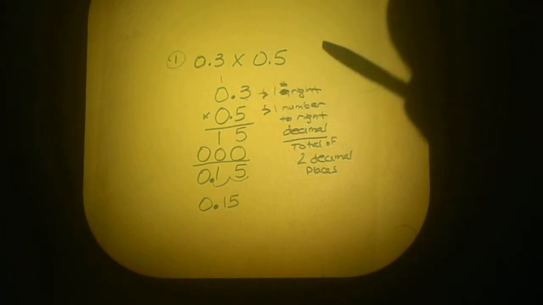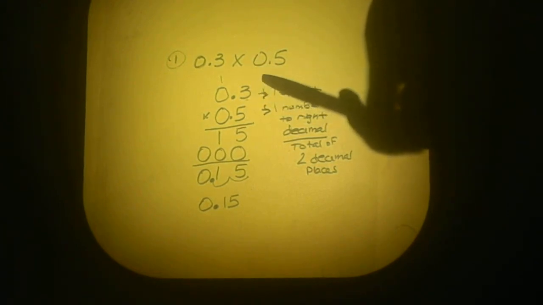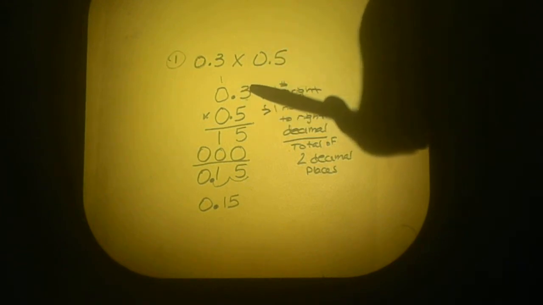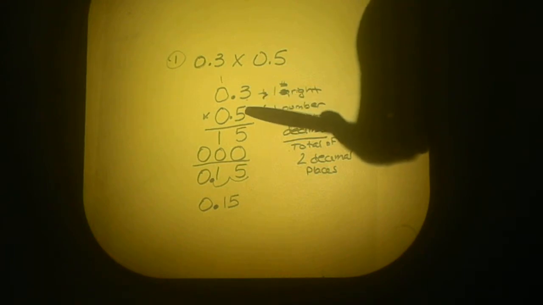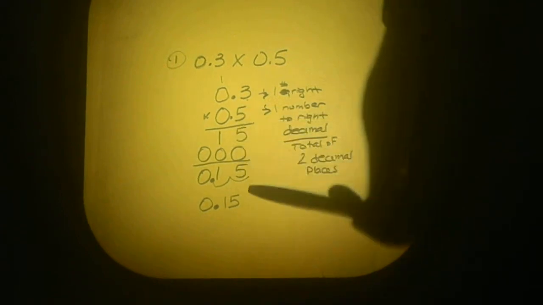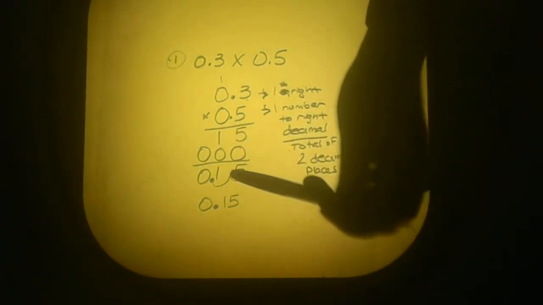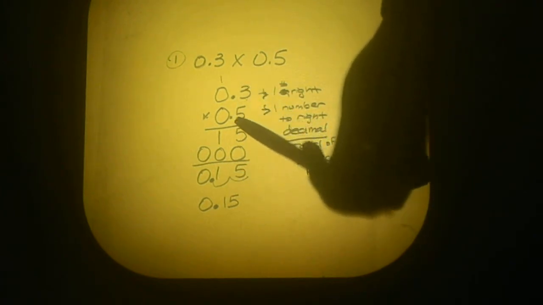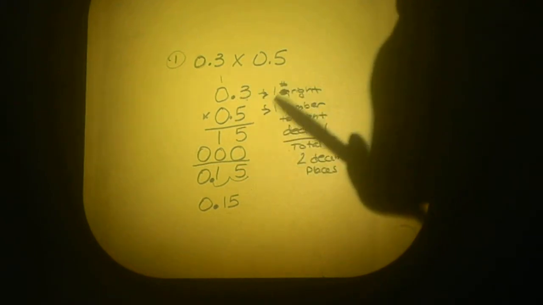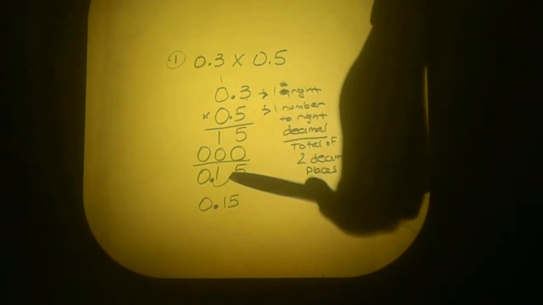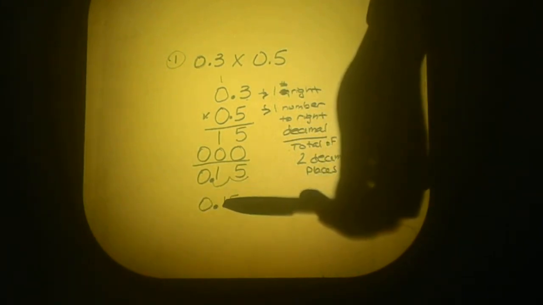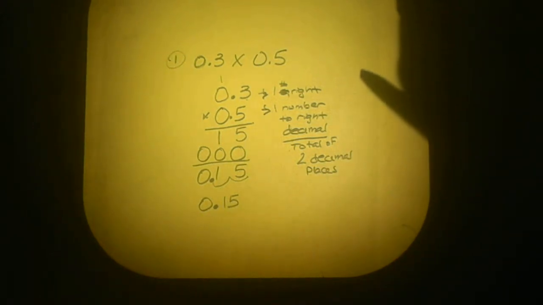Now here's the key to doing this. You count the total amount of numbers to the right of the decimals in both sets of numbers. There's one number to the right of this decimal and one number to the right of this decimal, for a total of 2 numbers to the right of the decimal. I start here and count my decimals: 1, 2. I place my decimal point and write my number, 0.15. And that is your solution, okay?